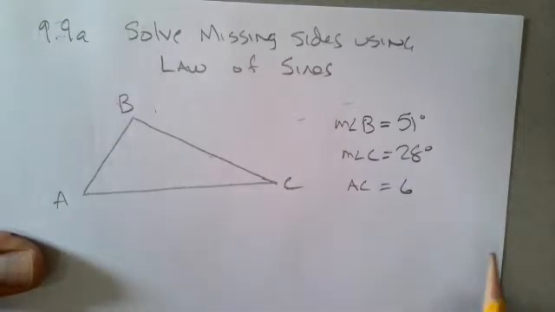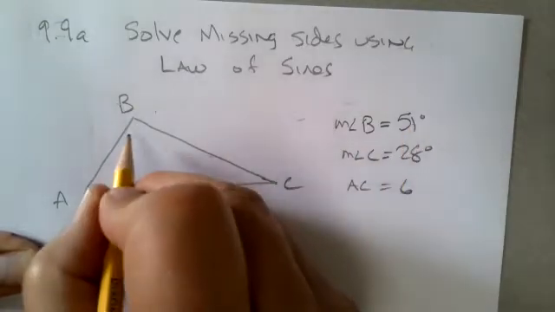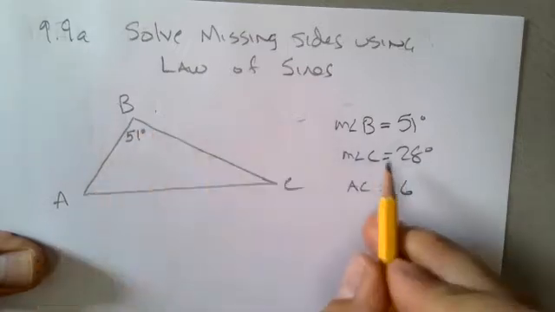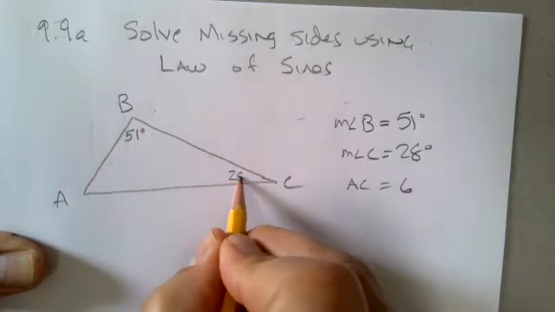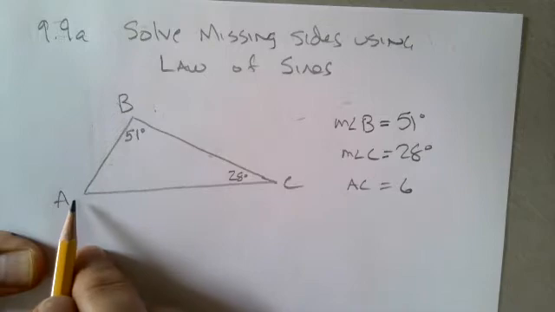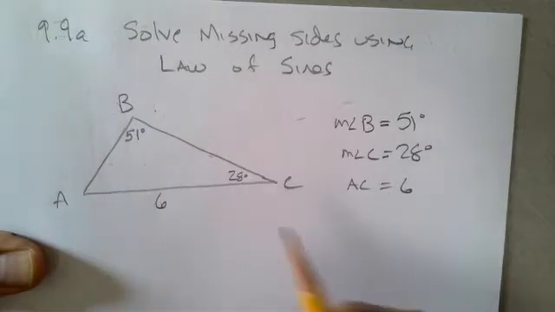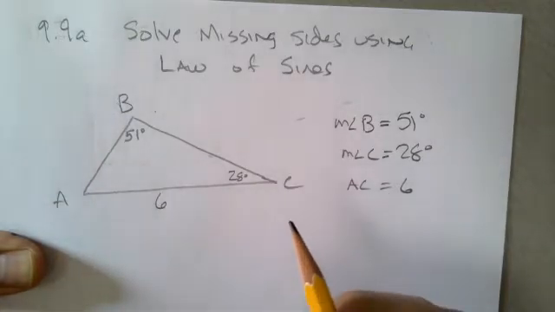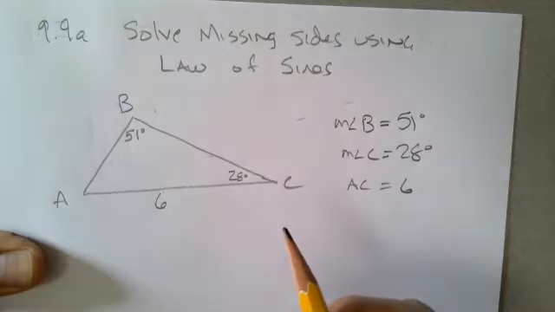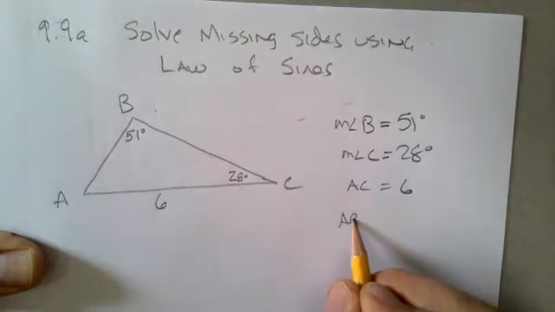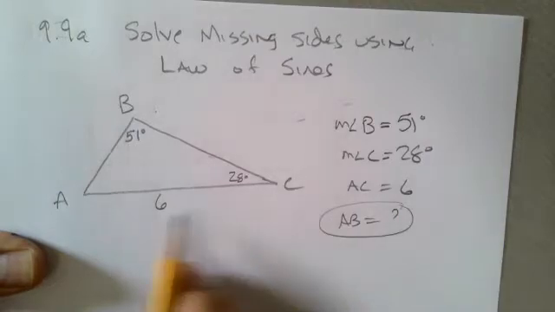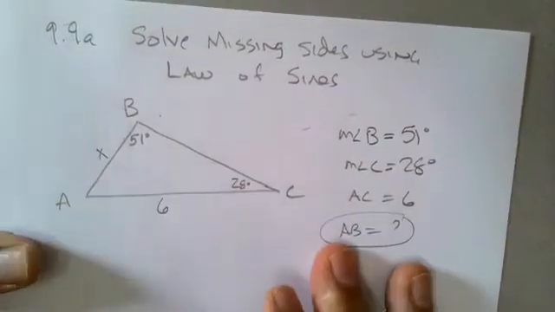Step one, let's put in our information. So if B is equal to 51, C is equal to 28, AC, so from A to C, is equal to 6. And what I'm looking for is AB. It doesn't say that, but AB is equal to question mark. So this one is my X.